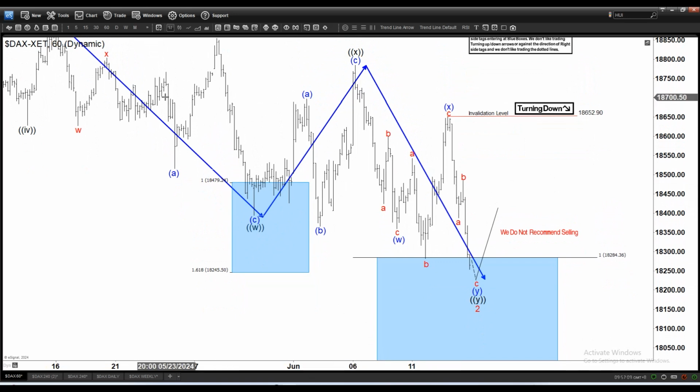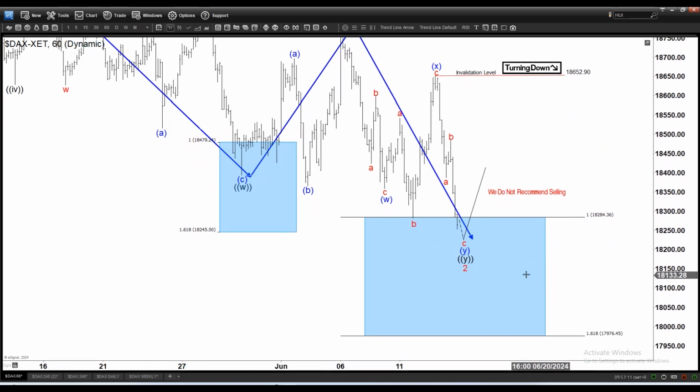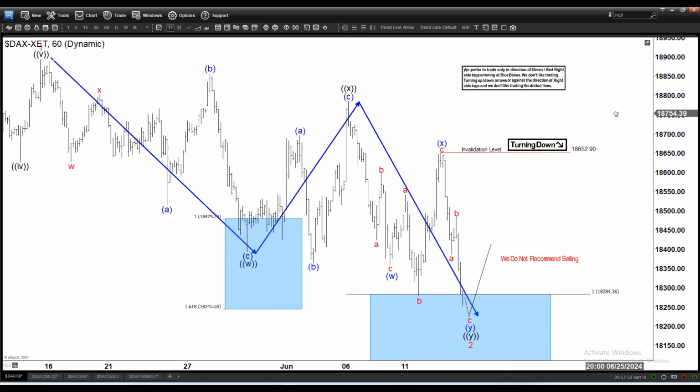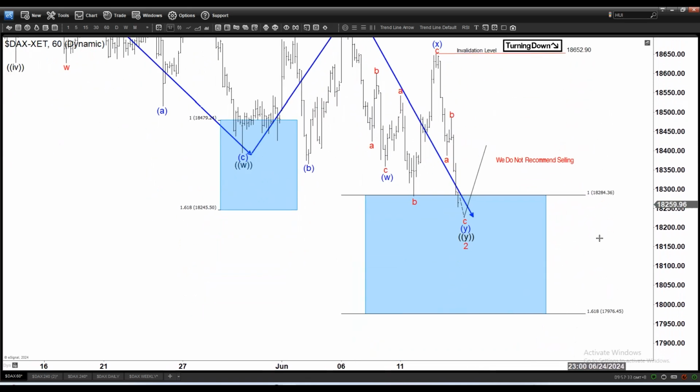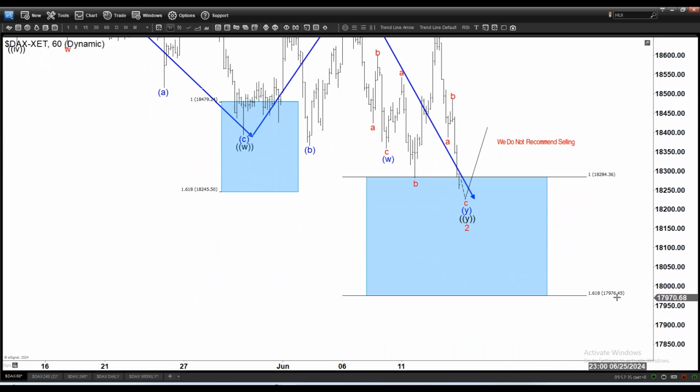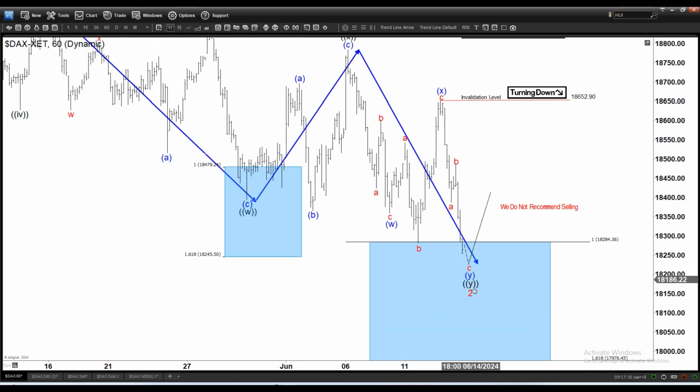Now, if the structure here is correct, then the weakness should not last too much longer. I mean, it can extend a little bit lower for sure, but this is the area of support already, and at some point we can see a rally in the DAX if the structure plays out. In this particular case, as long as we don't break below 17,976, then at some point we should start to turn higher in 3 waves at least.